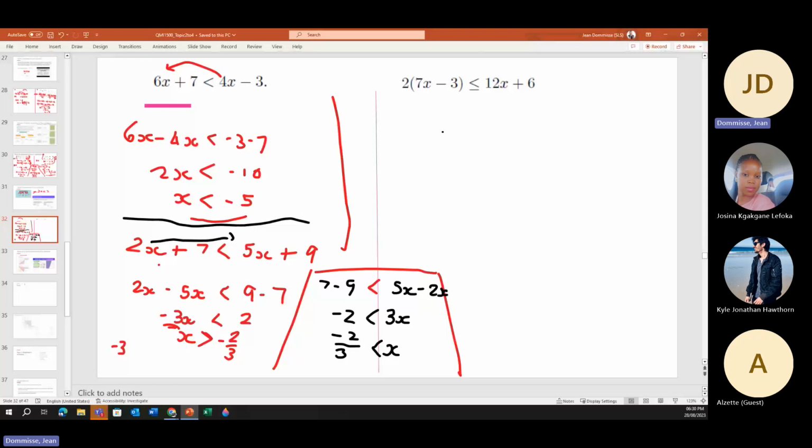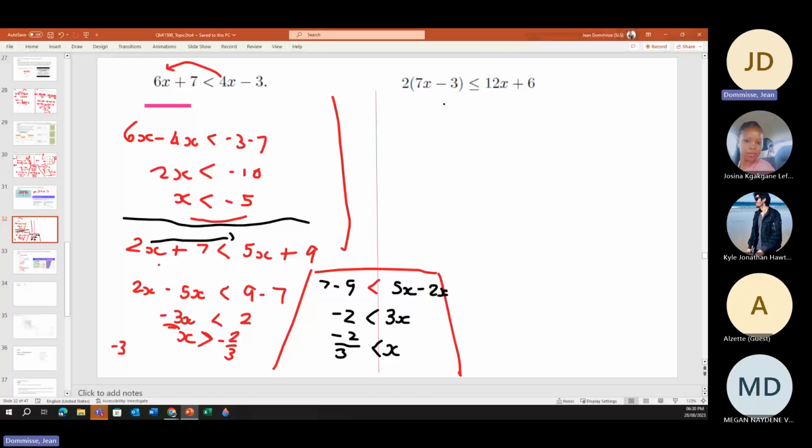Okay, so now we have inequalities that also have brackets. The first thing again to remember is your order of operations. So make sure that your order of operations is correct. So 2 times 7x is 14x. 2 times minus 3 is minus 6. Smaller or equal to 12x plus 6.